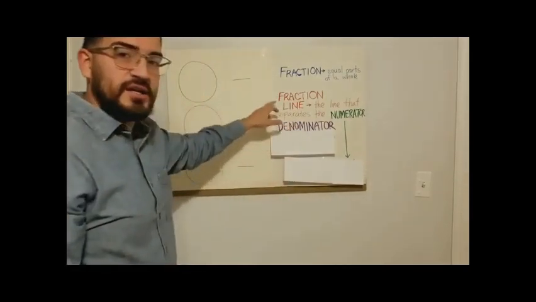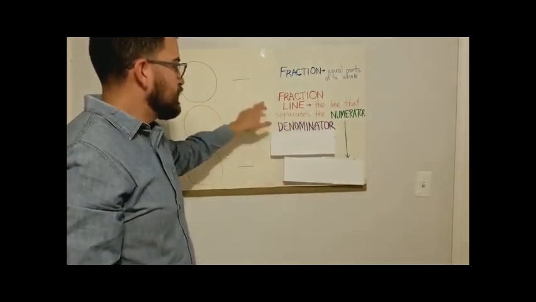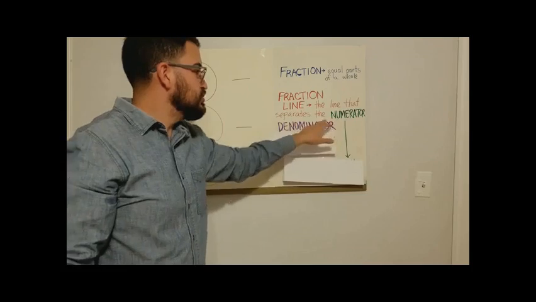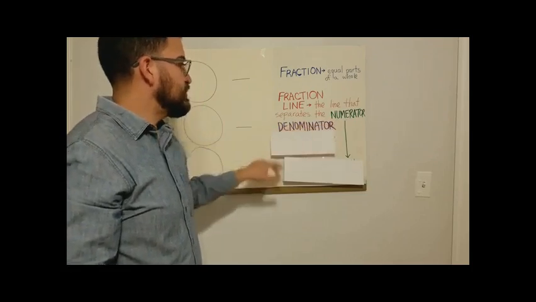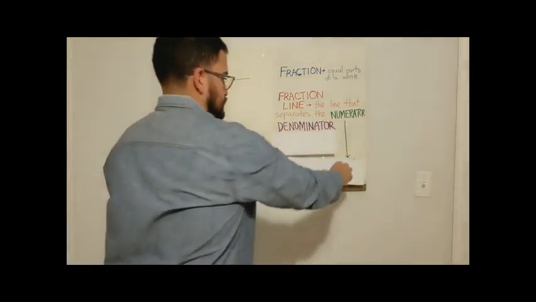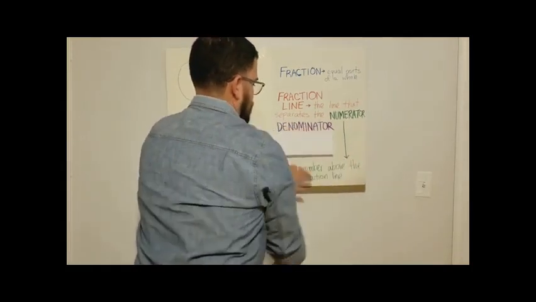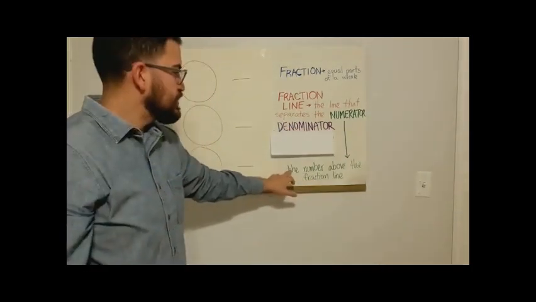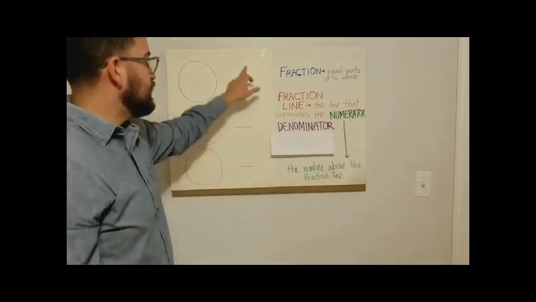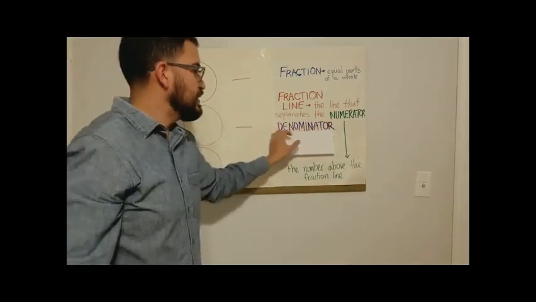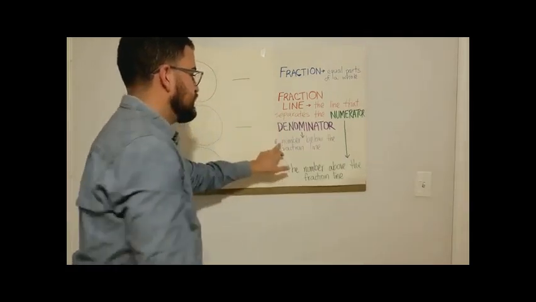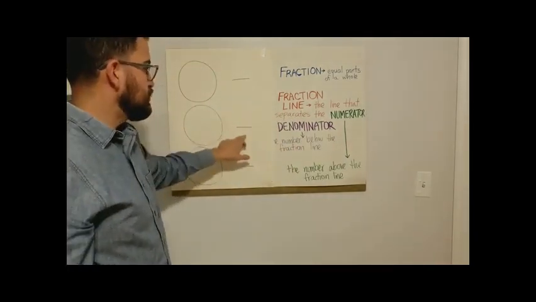What is a fraction line? The line that separates the numerator and the denominator. So the numerator is the number above the fraction line. The denominator is the number below the fraction line.